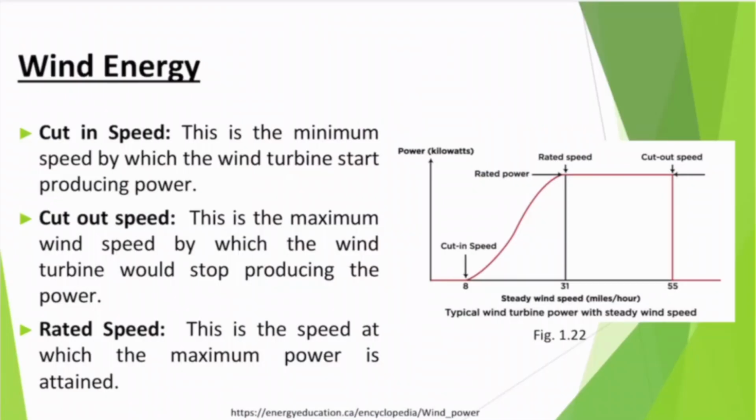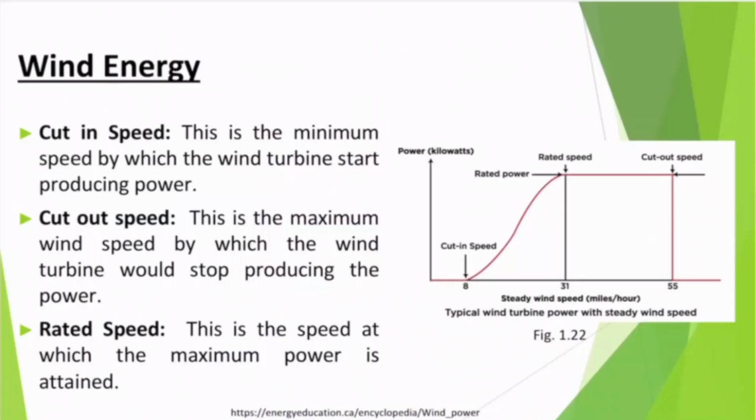The first one is cut-in speed. This is the minimum speed at which the wind turbine starts producing power. First of all, it starts rotating, but it is not necessarily producing power. After some time, when it picks up a reasonable speed, only then does it start producing power. And then you have the cut-out speed. This is the maximum wind speed at which the wind turbine would stop producing power. Beyond a particular speed, it is not good for the wind turbine to rotate, so it will stop, and that is known as the cut-out speed.